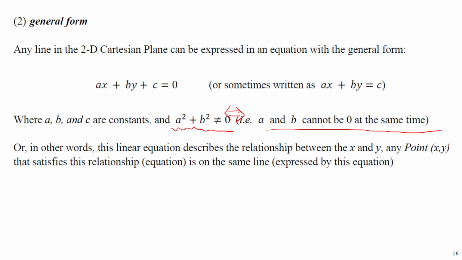The left side is just the mathematical language, and the right side is our natural language, right? In other words, this linear equation describes a relationship between x and y. Any point (x, y) that satisfies this relationship is on the same line. Okay? And this is the second type of equation for a line.